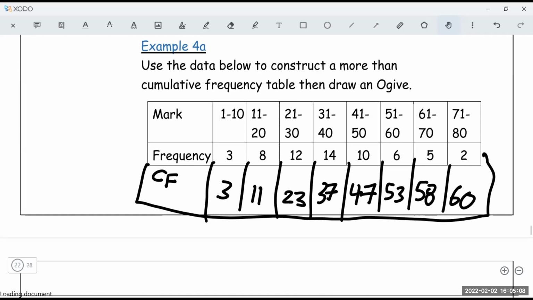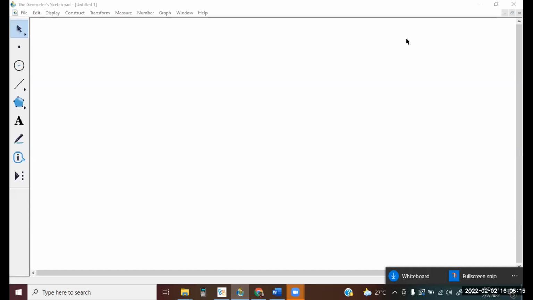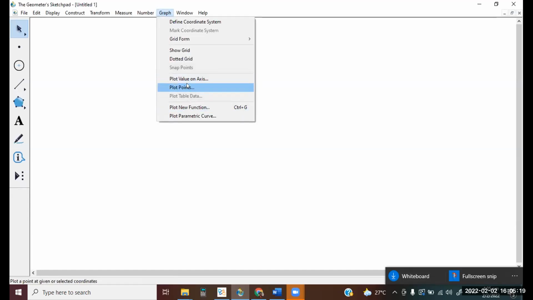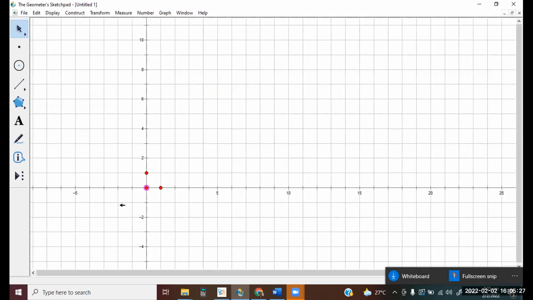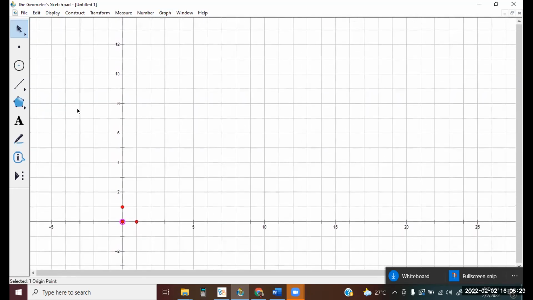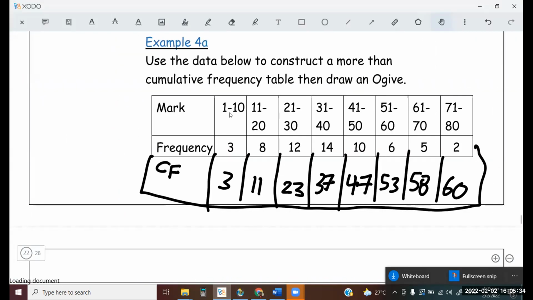So let's go ahead and plot this now. We're going to plot our upper class boundary. Let me share screen here. All right, let me go on grid form. Of course, you want to make it relatively accurate, so you'd use a scale. Looking at this right here, we notice that the upper class boundary is going to be 10.5, 20.5, all the way up to 80.5.